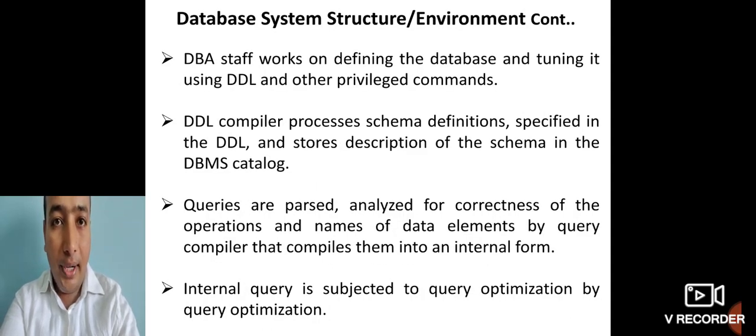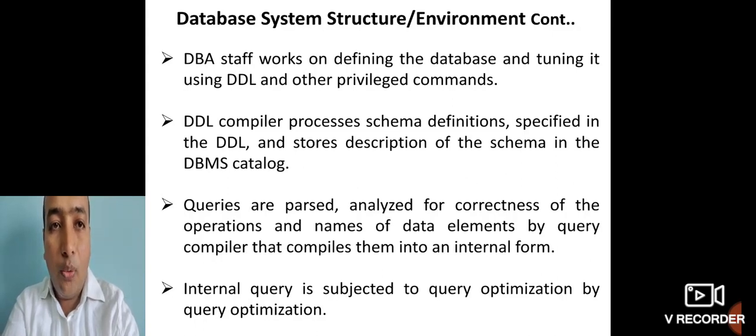The DBA staff works on defining the database and tuning it using the data definition language, that is, DDL, and through other privileged commands, which we have seen in the diagram. What does the DDL compiler do? The DDL compiler processes the schema definitions specified in your DDL, and it stores the description of the schema in the DBMS catalog. This is the task done by the DDL compiler.